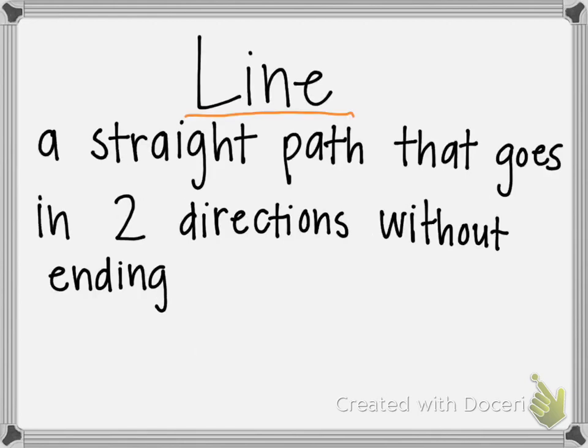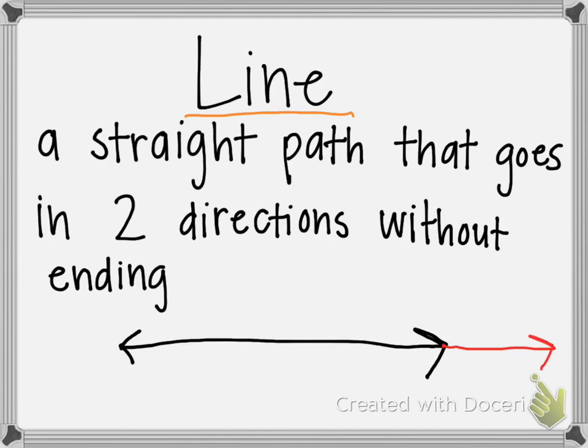So our first word is line. The definition of a line is a straight path that goes in two directions without ending. So this is what a line will look like. And you will see an arrow on each end. That arrow shows us that these lines go on forever and ever in each direction.